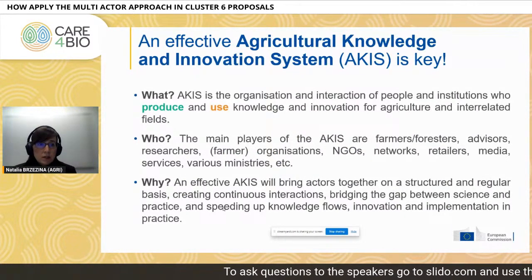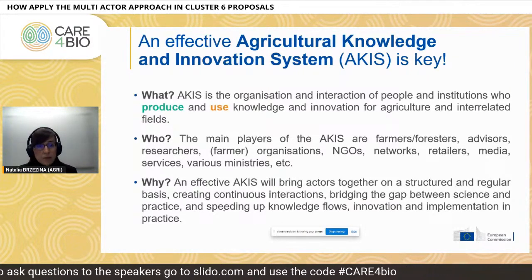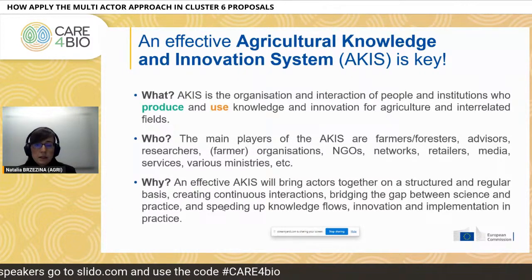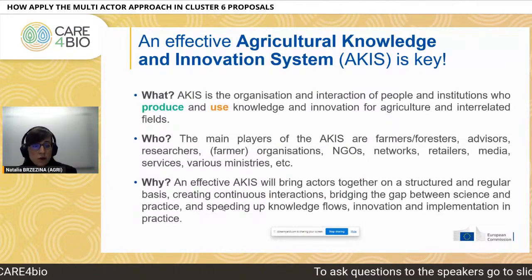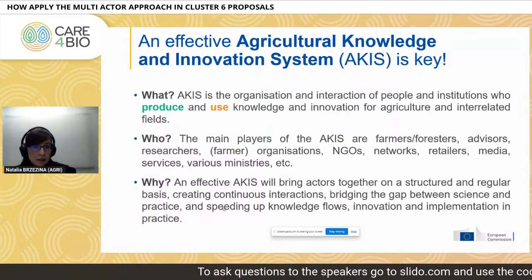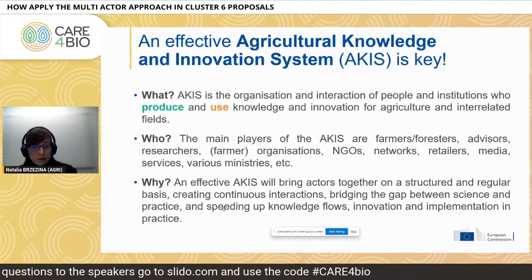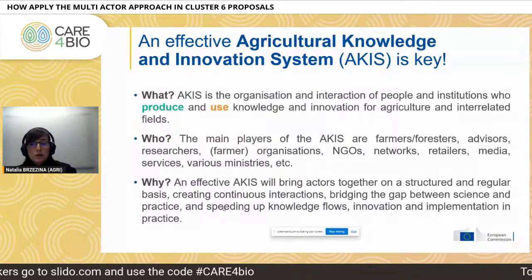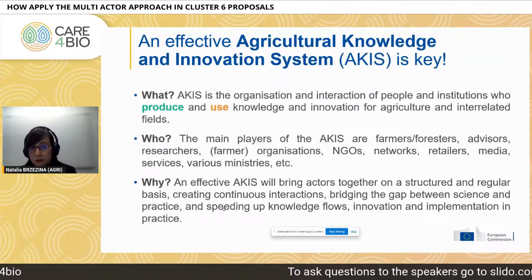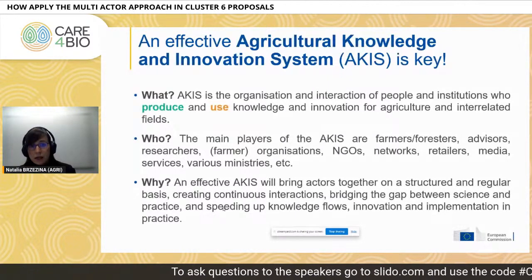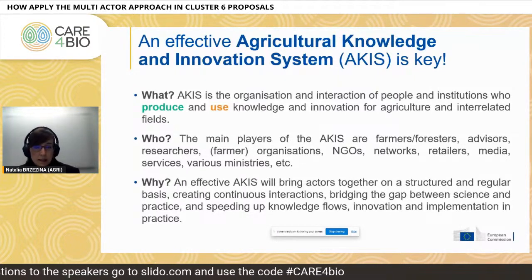So the AKIS is the organization and interaction of people and institutions, all of them, who use and produce knowledge and innovation for agriculture and interrelated fields. And who is actually involved in AKIS, the main players of AKIS, are farmers, foresters, advisors, researchers, different organizations, including farmers' organizations, NGOs, networks, retailers, media. So really all kinds of people who produce and use knowledge and innovation in agriculture and interrelated fields are involved in AKIS. And why do we need an effective AKIS?